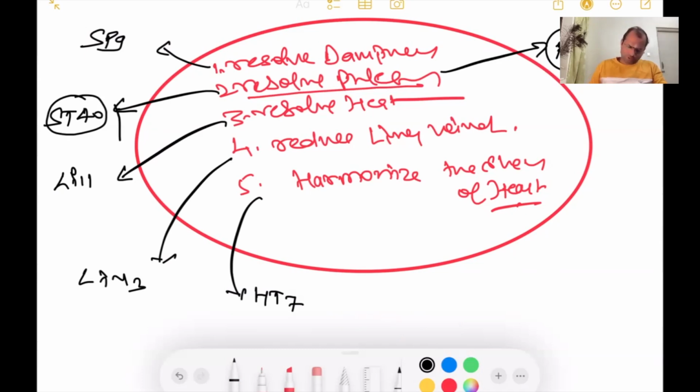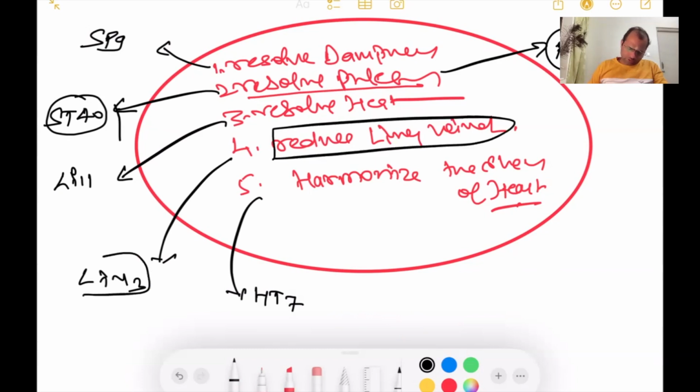Got it? Okay. For the liver bind, definitely liver 3 is a very good point, but gallbladder 34 is also an additional point which will improve the effect. Gallbladder 34 also calms down the liver bind.